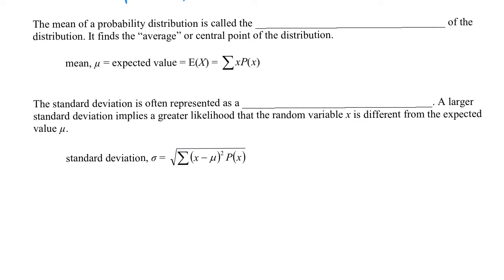The mean of a probability distribution is called the expected value of the distribution. This is the one we have some applications for. It finds the average or central point of the distribution. So if you look at this notation, the mean mu means the mean of a population. Now when we're using a probability distribution, you'll see this phrase come in for the mean, expected value. And it's a good phrase, and you'll see why when we do this, but it's basically the value you would expect to get.